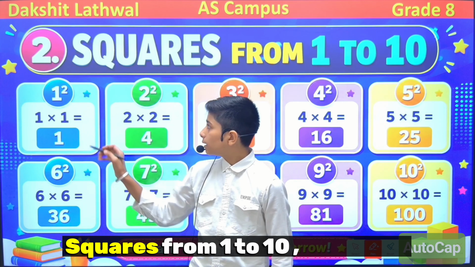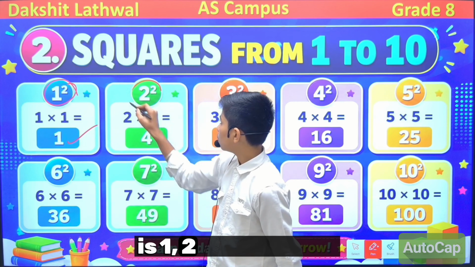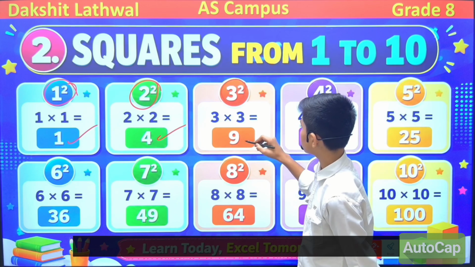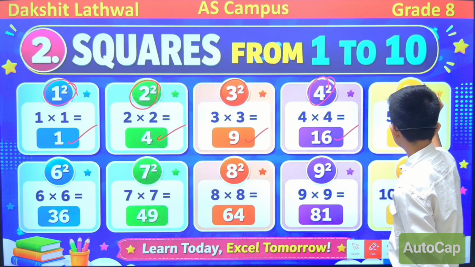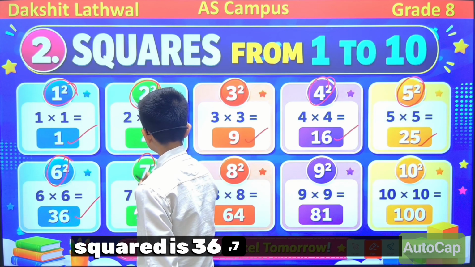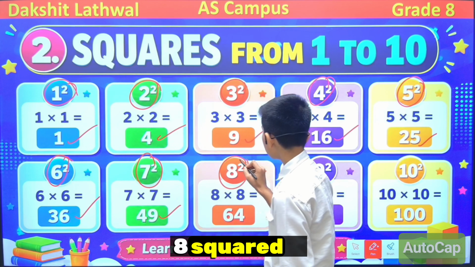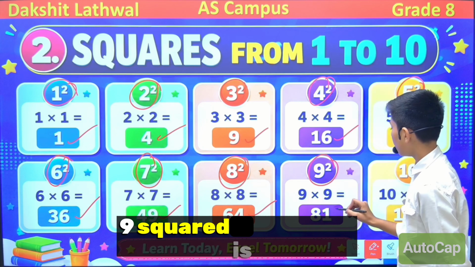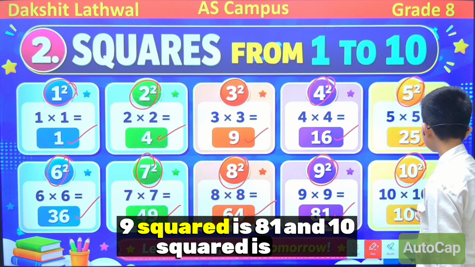Squares from 1 to 10. 1 squared is 1, 2 squared is 4, 3 squared is 9, 4 squared is 16, 5 squared is 25, 6 squared is 36, 7 squared is 49, 8 squared is 64, 9 squared is 81 and 10 squared is 100.